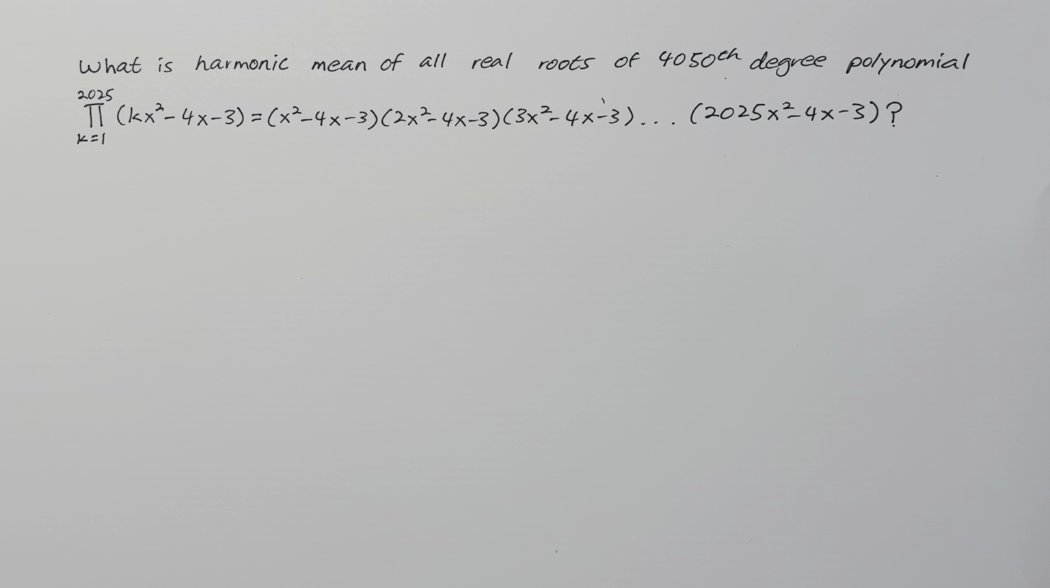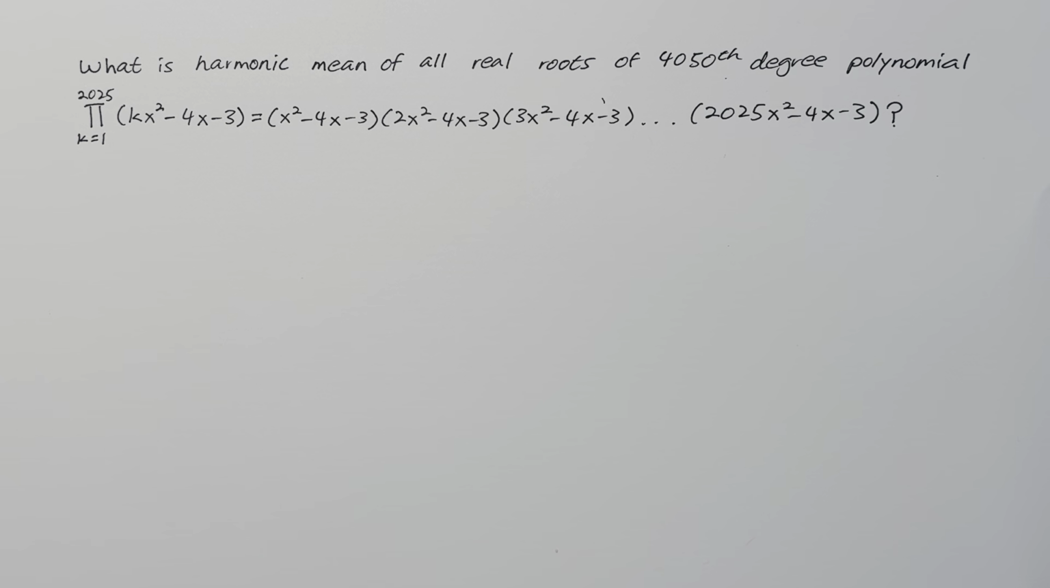Today, we will solve problem 18 from the 2025 AMC 10A. First, we should see what the problem states. What is the harmonic mean of all real roots of the 4050th degree polynomial kx squared minus 4x minus 3, where k ranges from 1 to 2025?